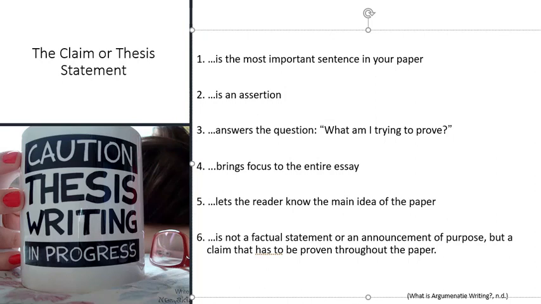So, number 1 is going to go with thesis. 2 would be a claim because it's an assertion. 3 answers the question, what am I trying to prove? That's a thesis. 4 also goes with thesis. 5 lets the reader know the main idea of the paper, thesis. And 6 has the word right in it. It's not a factual statement or an announcement of purpose, but a claim. Therefore, it is a claim.